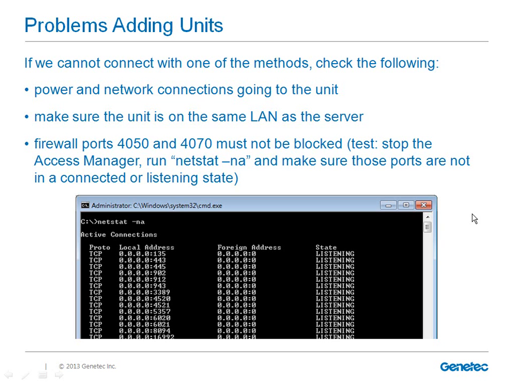Now, if you want to test if the ports are open, you can stop the access manager, run netstat -NA from a command prompt, and make sure no connections are listening or connected on these ports. Just please note that when you do stop the access manager, your doors will go red and the other units will be running in offline mode until you restart the access manager.